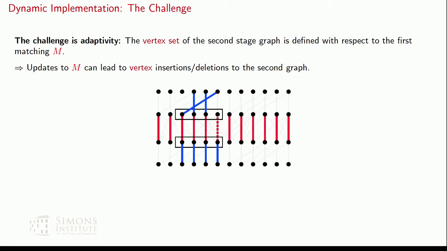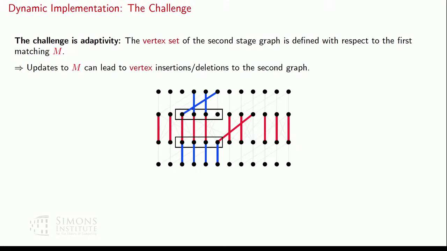So let's just go over this. For example, this is the first matching. The blue matching is the second matching that we want to find, between the set of the sampled matched vertices and the unmatched vertices. Now suppose that this edge is deleted, and we're maintaining a maximal matching, maybe matching this endpoint to this other vertex.